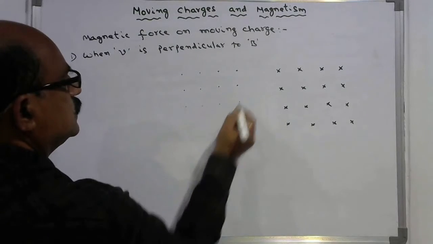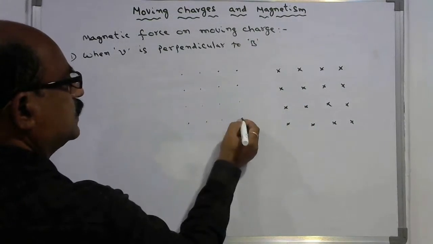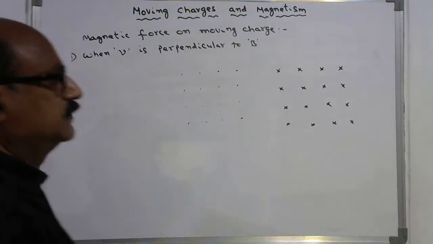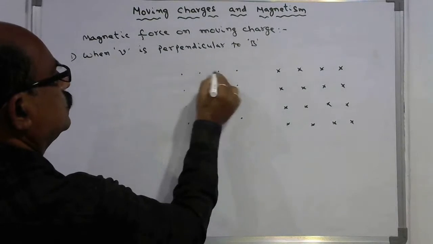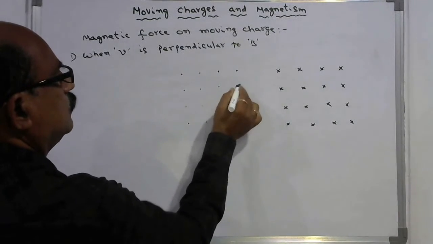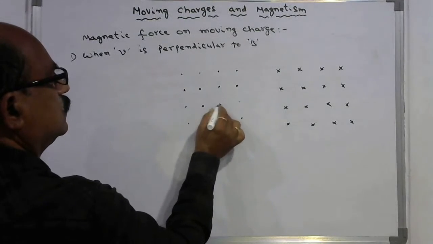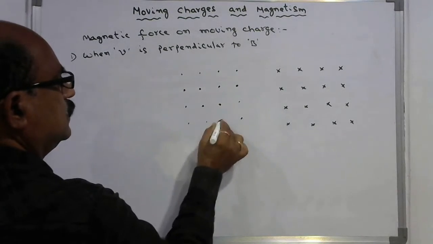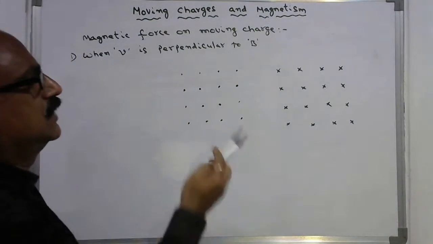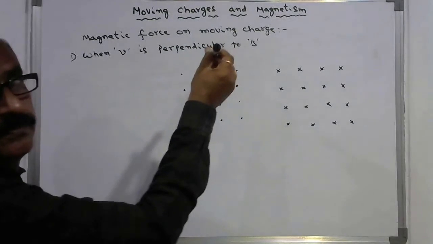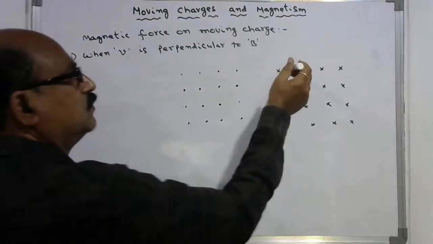If the field is going into the board or paper, it is represented with a cross, and if it is coming out of the board, it is represented with a dot. So this is the notation of the magnetic field. A dot means it is coming out, and a cross means it is going into the blackboard or whiteboard.